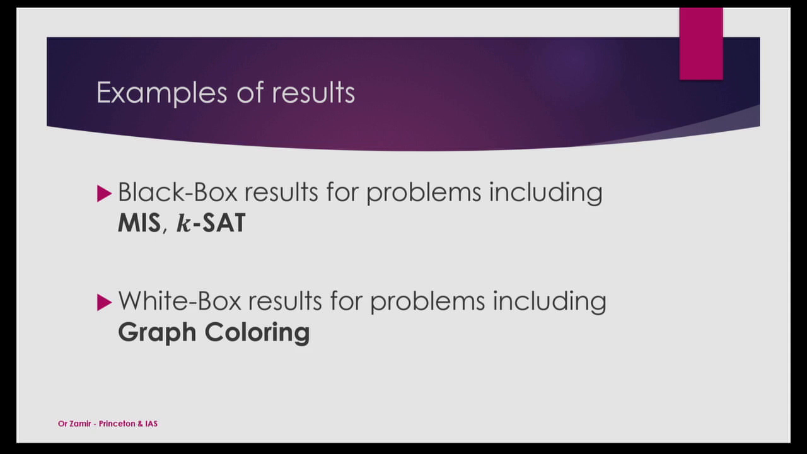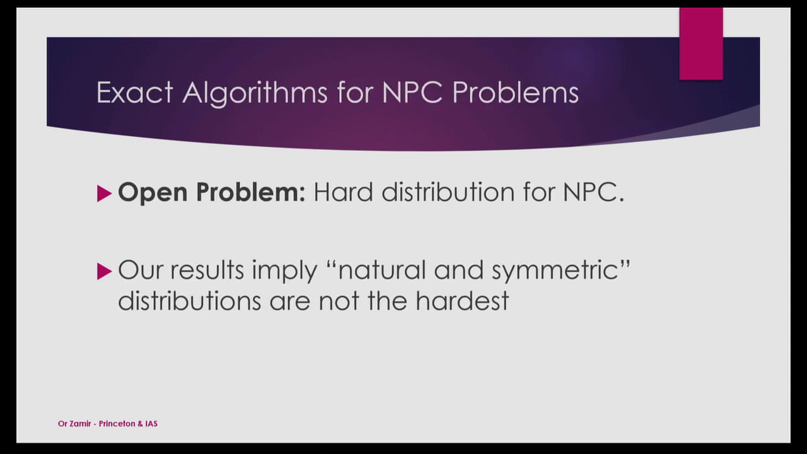The other type of result we will also mention are white box results, meaning that I only compare myself to the current state of the art or the conjectured state of the art, but not to every possible running time. The examples we are going to see will be maximum independent set and k-SAT for the black box case and graph coloring for the white box case. All of these are examples of NP-complete problems and exact algorithms for them.